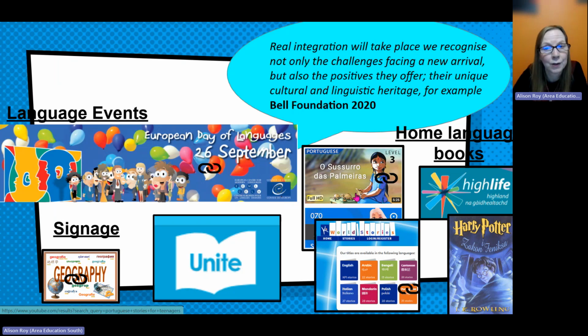YouTube's a great source of popular stories in other languages that you can let the student listen to. It's lovely maybe for a class to also listen to a short story in another language, to have a sense of what the other language sounds like. And the library have access to some texts in other languages. We've got one here, Harry Potter in Polish.